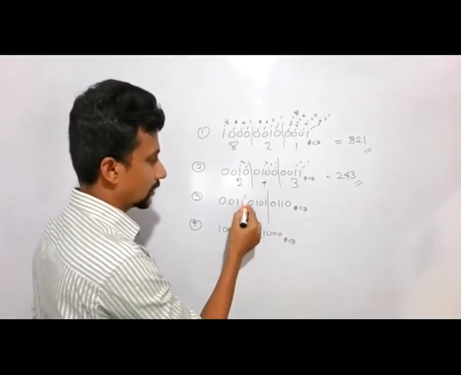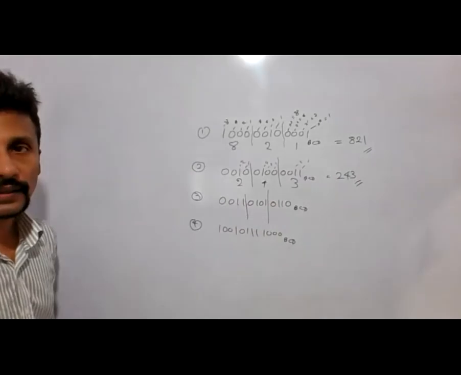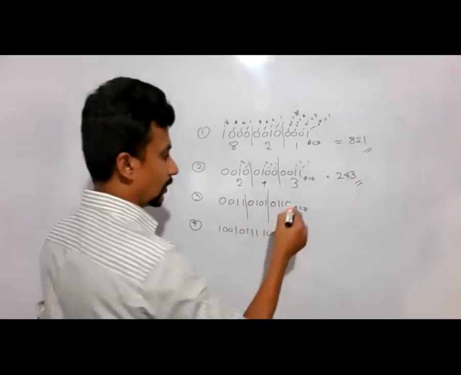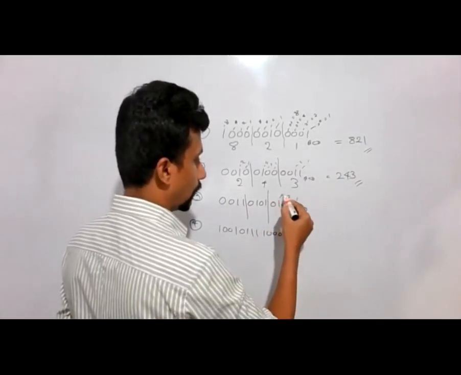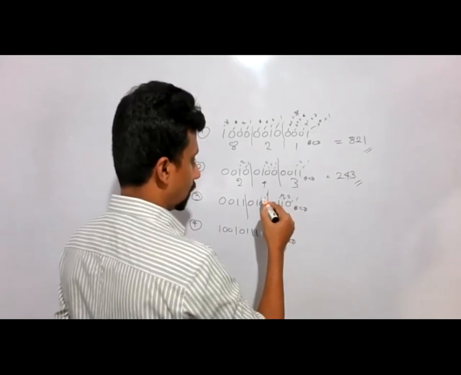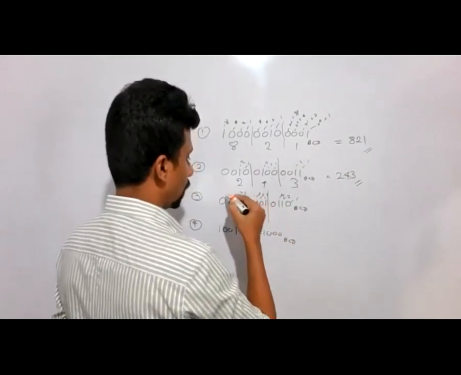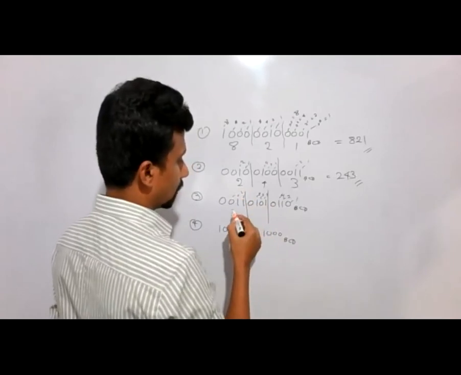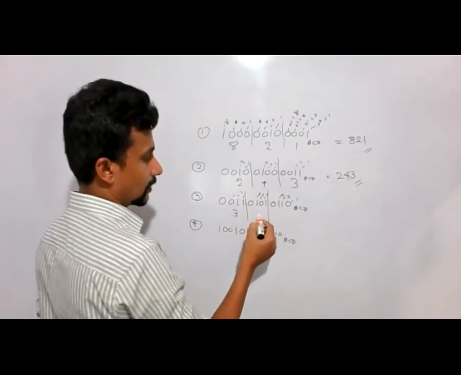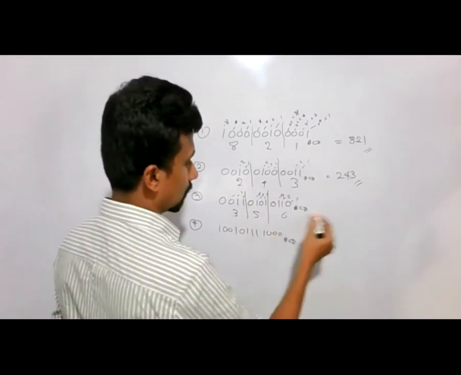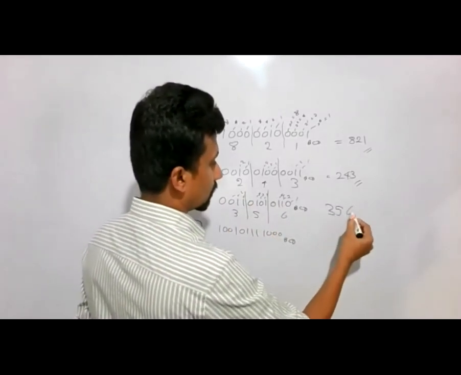Separate each 4 digits. Now separate. Here you get 1, 2, 4. Here 1, 2, 4. 1, 2, 4, 8. Right? Here you get 3, 4 plus 1, 5. Here 6. So 356.